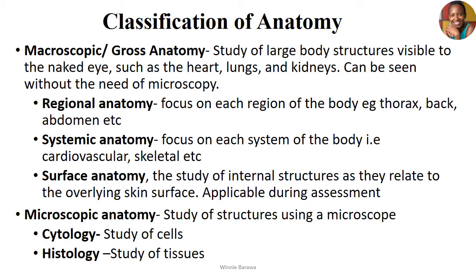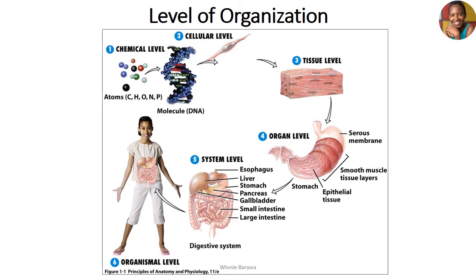Now, the opposite of macroscopic is microscopic. Microscopic anatomy is the study of body structures using a microscope. However, which structures are these? There are two structures that need a microscope: the cells and the tissues. With microscopic anatomy, we get two further subclasses, which include cytology and histology. Cytology is the study of cells, while histology on the other side is the study of tissues.